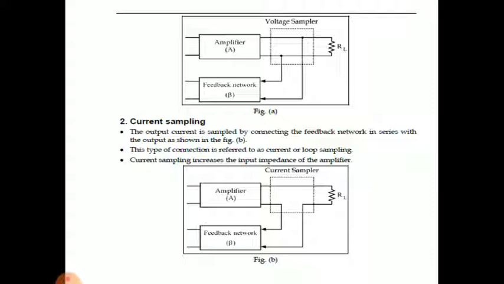Current or loop sampling. Current sampling increases the input impedance of the amplifier. Actually, it is the output impedance, not the input impedance. Current sampling increases it because in series, if we connect two resistors, the resultant resistance will be higher compared to both the resistors.